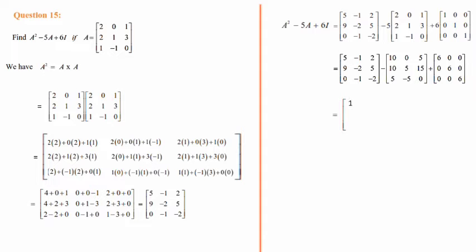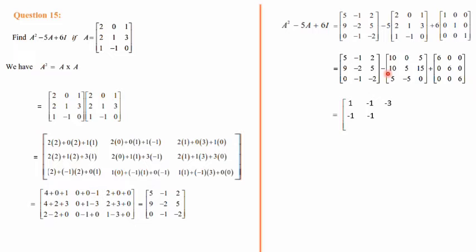So what we have to do is first element, that is 5 minus 10. 5 minus 10 is minus 5. Minus 5 plus 6 is 1. Next is second element, minus 1 minus 0. Minus 1 minus 0 is minus 1. Then minus 1 plus 0, that is minus 1. Next is 2 minus 5, that is minus 3. Minus 3 plus 0 is minus 3. Next is 9 minus 10, that is minus 1. Minus 1 plus 0 is minus 1. Next is minus 2 minus 5, that is minus 7. Minus 7 plus 6 is minus 1.